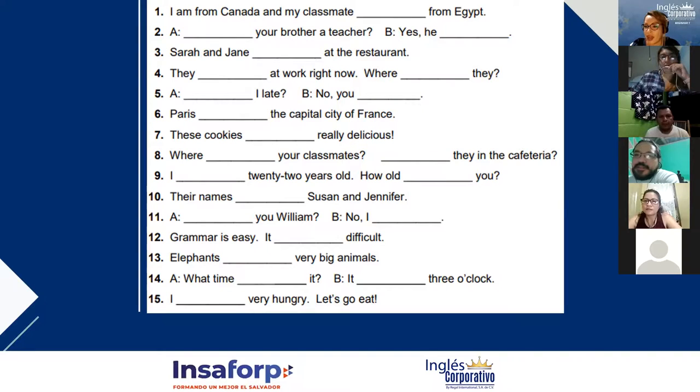These cookies are really delicious. Really delicious. Por ahí escuché un is. This is cookies. Are really delicious. Okay, these cookies are, pero por ahí oigo is y por ahí oigo are, entonces iluminen.